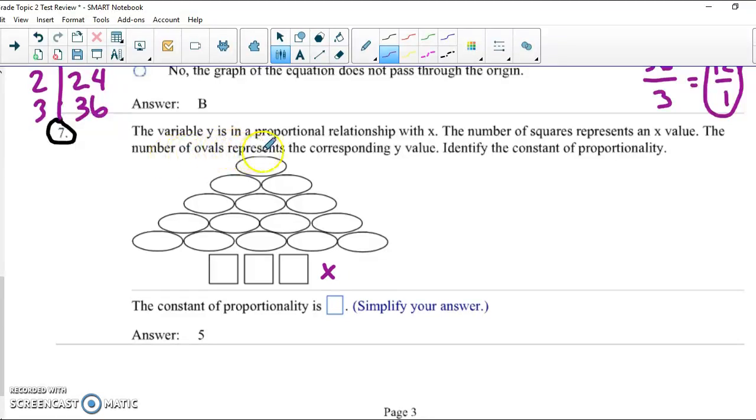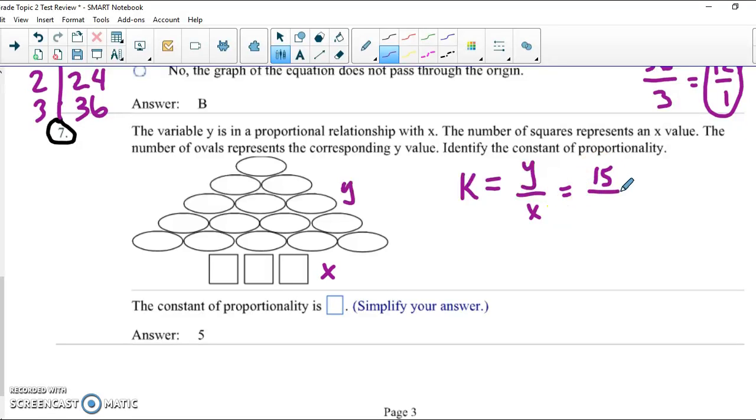The number of ovals represents the corresponding y value. Identify the constant of proportionality. My constant of proportionality is k, which is my y to x ratio. So if my ovals are y, then let's count up my y values. I have 5, and 4 is 9, plus 3 is 12, plus 2 is 14, plus 1 is 15.